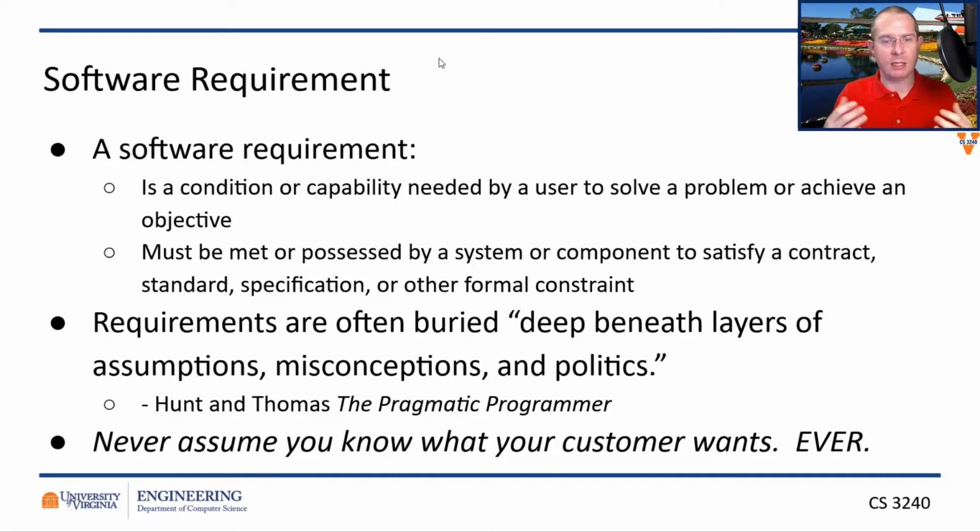So a software requirement: a condition or capability needed by a user to solve a problem or achieve an objective. This is what the software has to do in order for it to be successful, right? It has to allow me to record people's address. It has to allow me to upload to a server, whatever it might be. Okay? It must be met or possessed by a system or component to satisfy a contract, standard, specification, or formal constraint. It could be that because it is a particular type of security software, maybe it has to meet some sort of standard. Maybe because it's medical software, it has to have certain sort of redundancies. These are all requirements on the software.